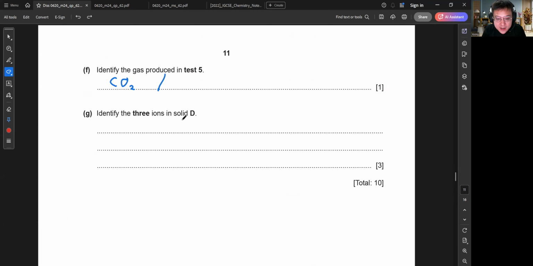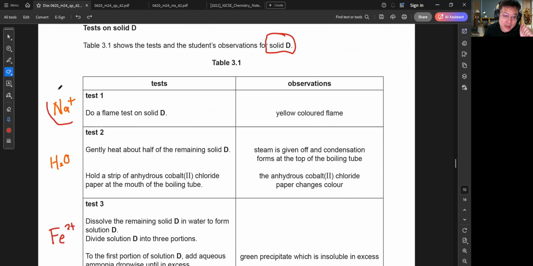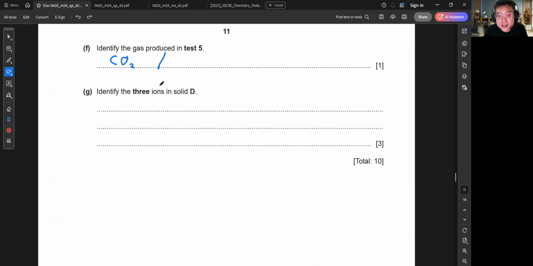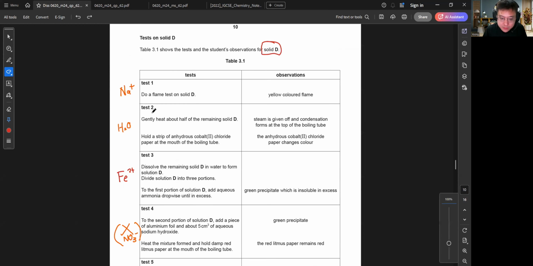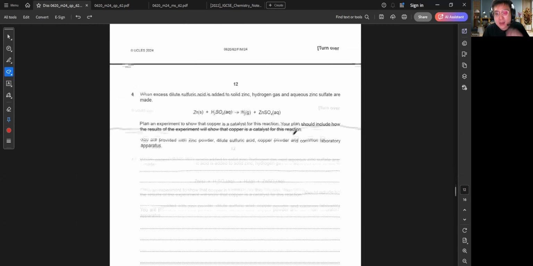And then identify the 3 ions in solid D. 3 marks. So that means we have to list out 3 different answers to get us the 3 marks. So we just write Na plus, Fe2 plus. Do we write H2O? Let's look at the question one time. They say the ion. Ion is things with charge. H2O is not something with charge, so we don't write H2O. So Fe2 plus, Na plus, and also CO3 2 minus. Just throw it in and you get your marks.